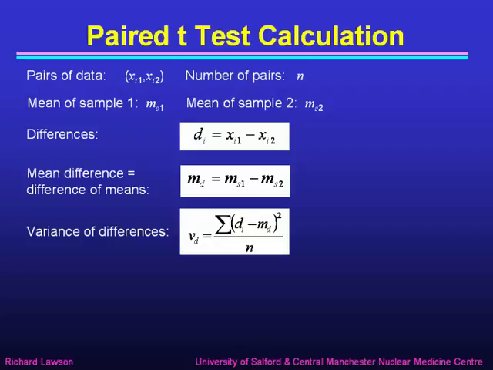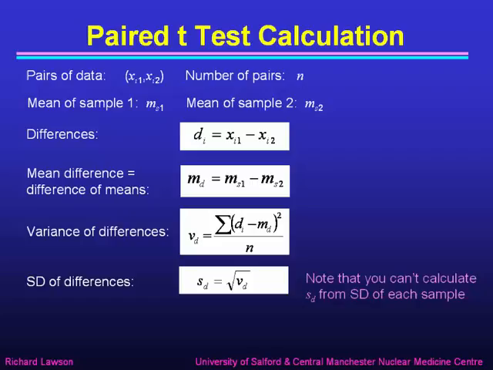Then we have to calculate the variance of the differences. This is a little bit more complicated because we have to take the difference di minus the mean difference md and square it, add them all up and divide by the number of measurements n, and that gives us the variance of the difference. That's exactly the same formula as we used early on for the variance, except this time I'm doing the variance of the d rather than the variance of the x's.